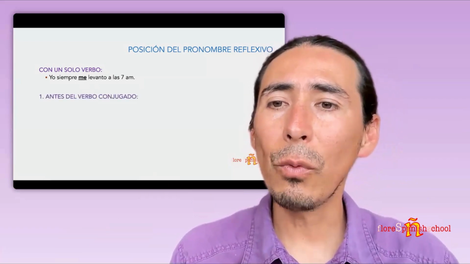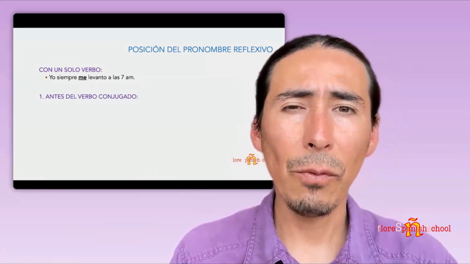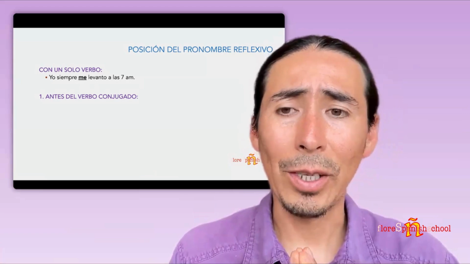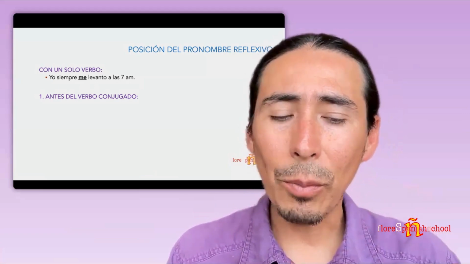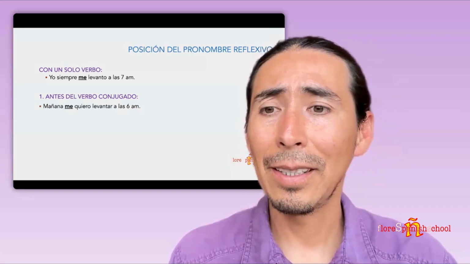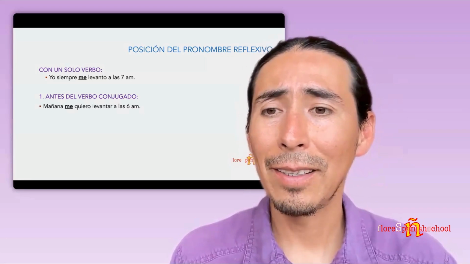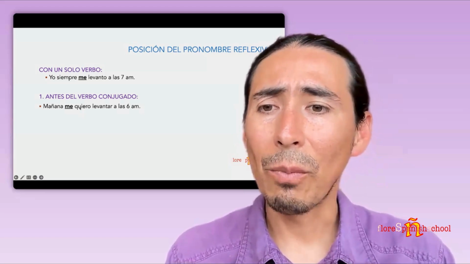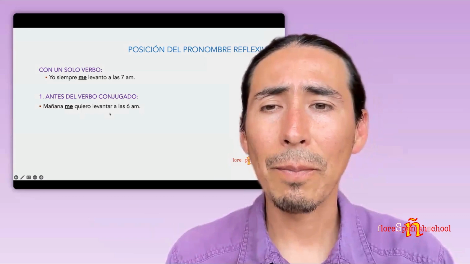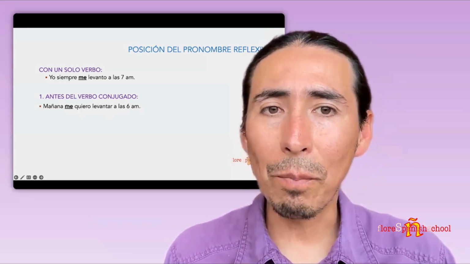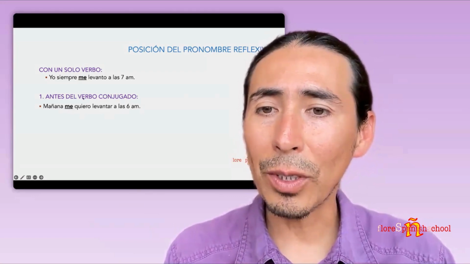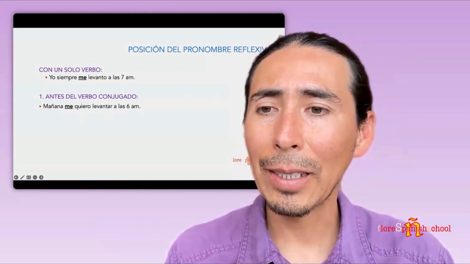Now, what about if we have two verbs? For this explanation we are gonna use verbo querer, which is going to help us. So number one, antes del verbo conjugado. Let's look at this example. Mañana me quiero levantar a las 6. Here we have two verbs now: verbo querer, that is conjugated, and verbo levantarse. In this case, the reflexive pronoun is before the conjugated verb, before verbo querer.